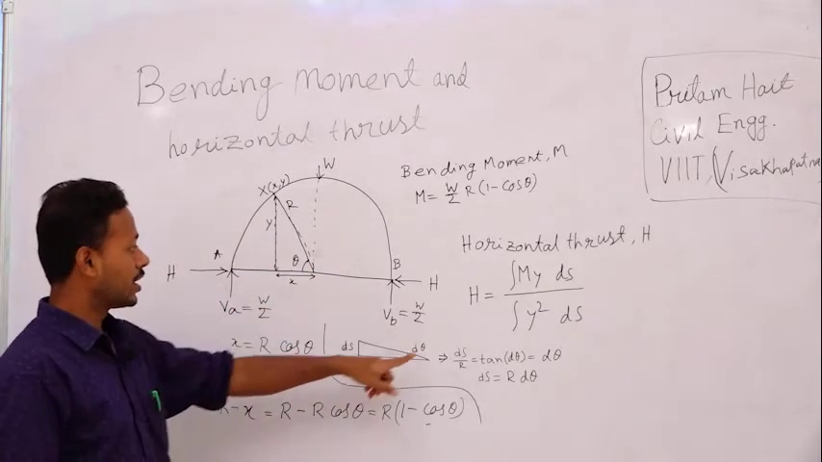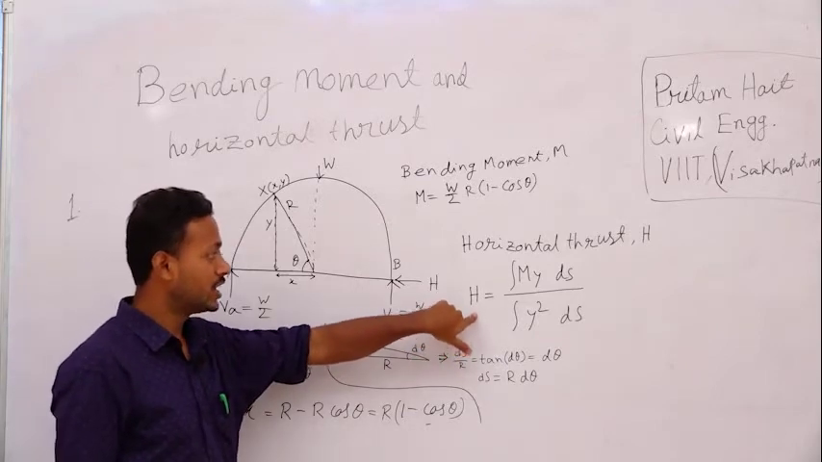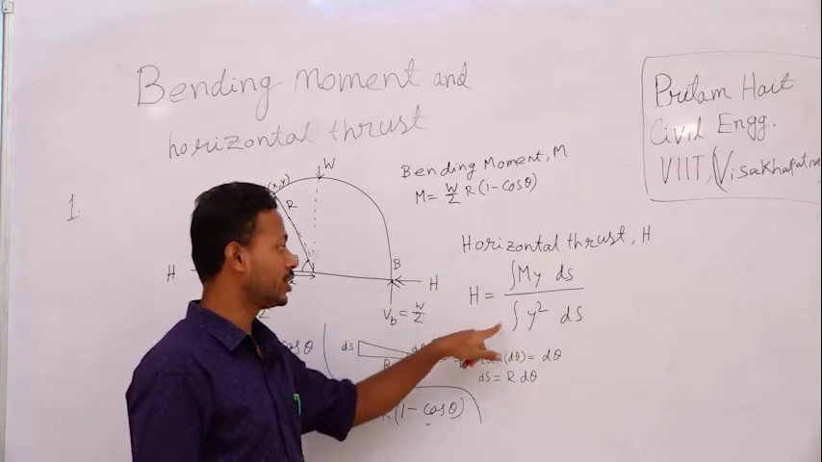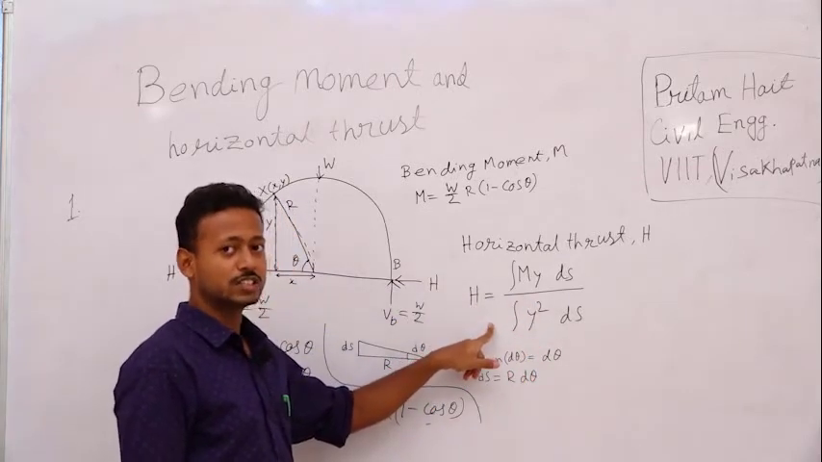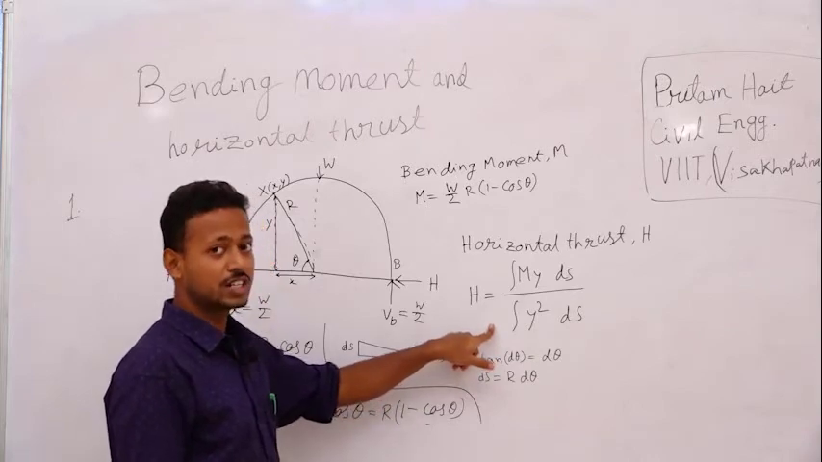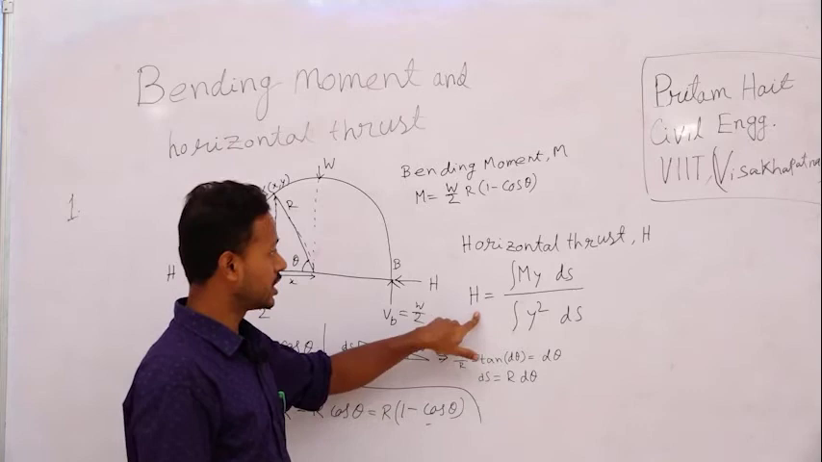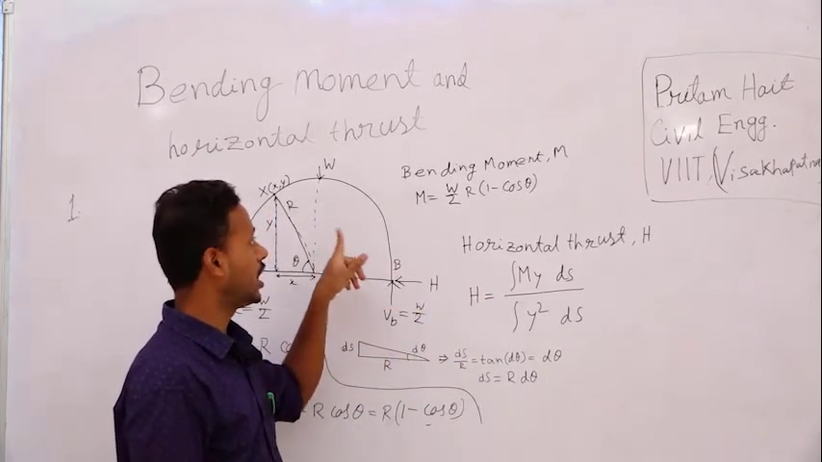Now we already know that the horizontal thrust H equals the integration of M y ds divided by the integration of y squared ds. I have already proved this expression for a two-hinge arch. This is the horizontal thrust expression. Using this expression we will find out the horizontal thrust for this semicircular arch.